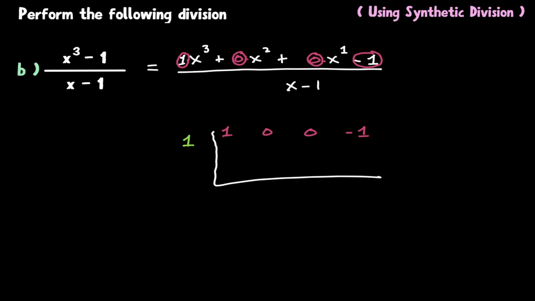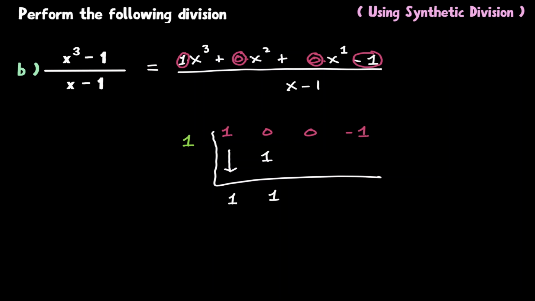Now let's start the process. Let's bring down the value of +1. And then let's multiply this result. 1 times 1, well, that's going to give us +1. Let's write that underneath the following number, which is 0. Now let's combine them. 0 plus 1 is going to give us +1.